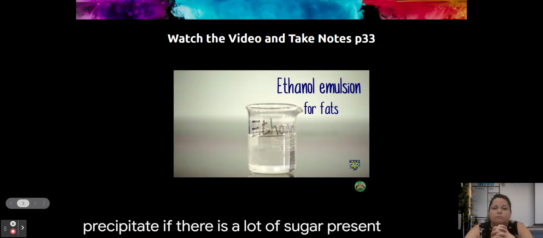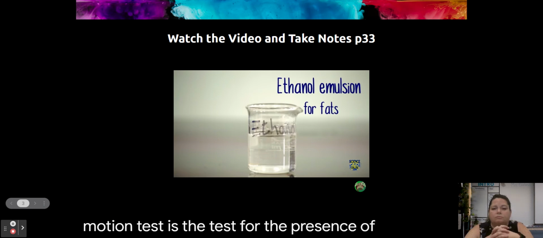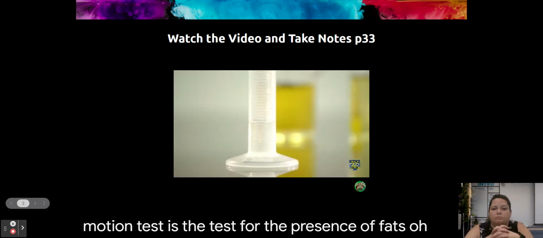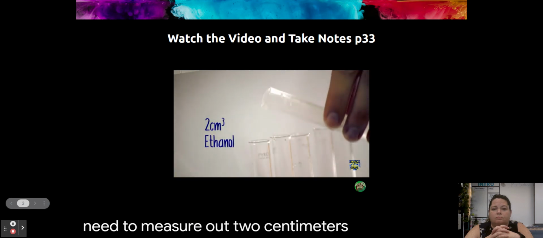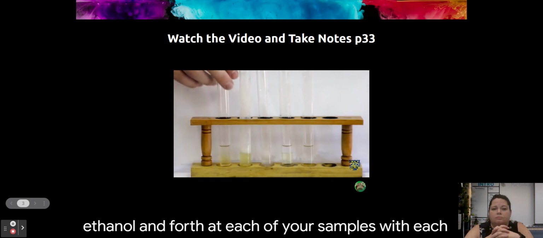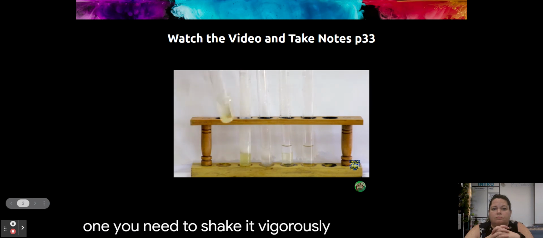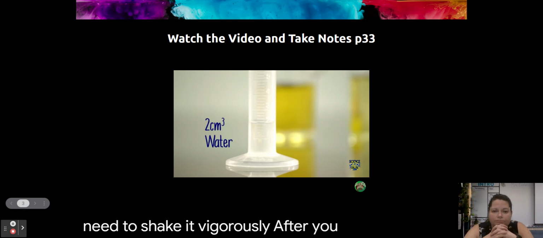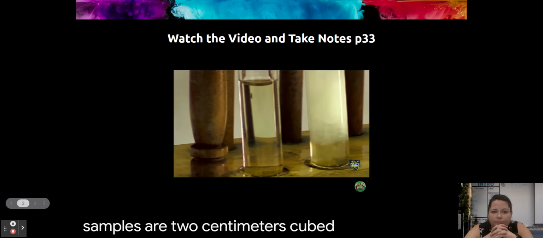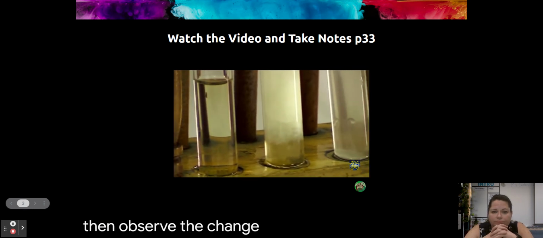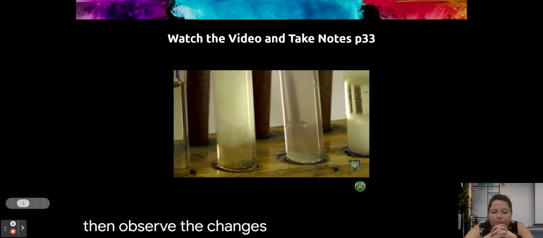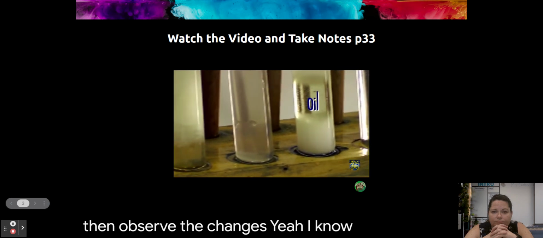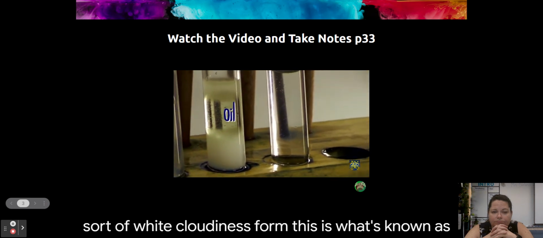The ethanol emulsion test is the test for the presence of fats. First, you need to measure out 2 centimeters cubed of ethanol and pour that into each of your samples. With each one, you need to shake it vigorously. After you've shaken your samples, add 2 centimeters cubed of water and then observe the changes. Here in our oil sample, you can see this sort of white cloudiness formed. This is what's known as the emulsion.